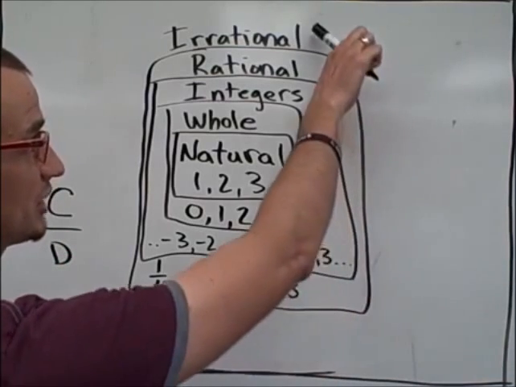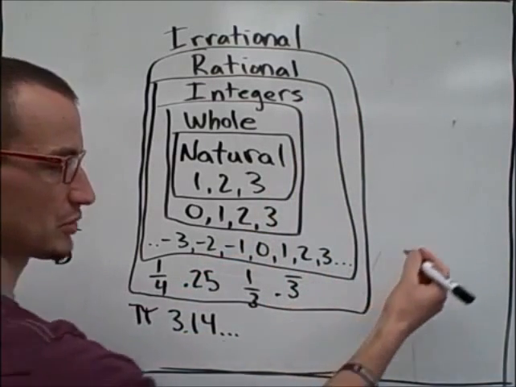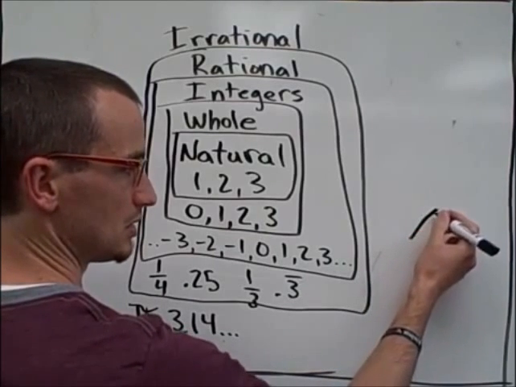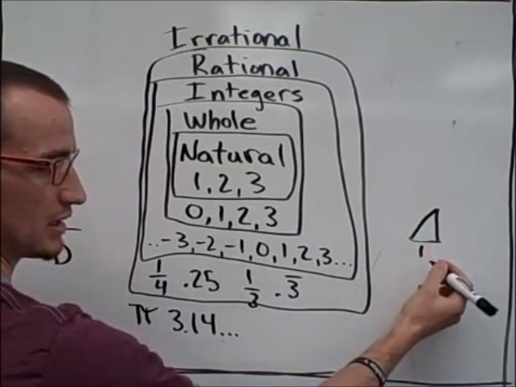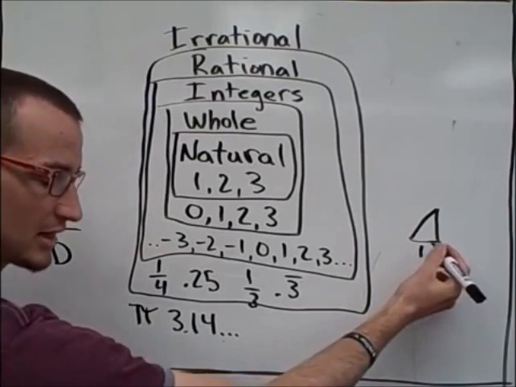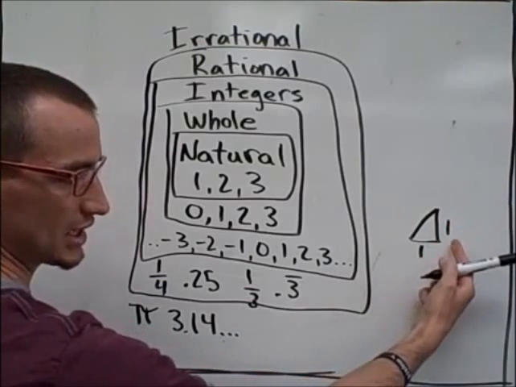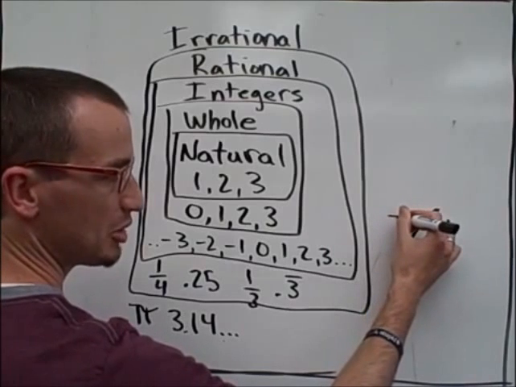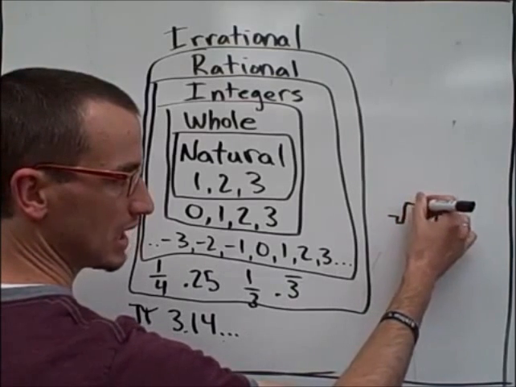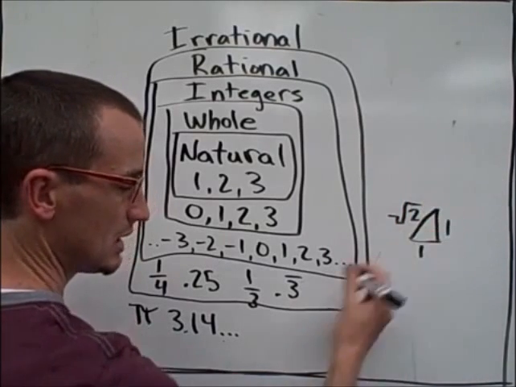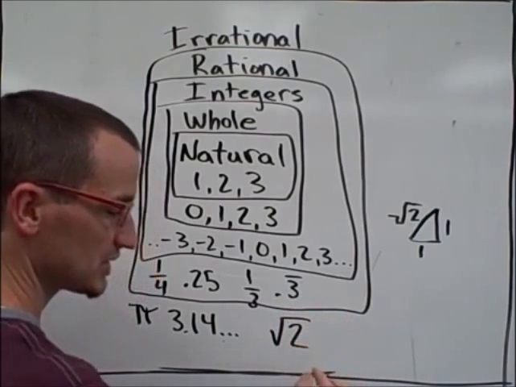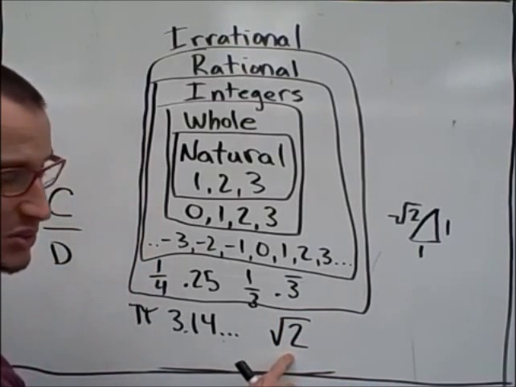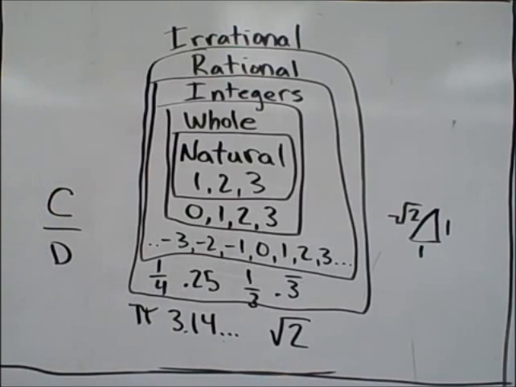Another example of an irrational number could be used when you're working with triangles. This triangle, for instance, has a side with a length of 1, another side with a length of 1. The hypotenuse will have the square root of 2. If you put this in your calculator, square root of 2, you will see that it's a decimal that does not repeat or terminate. This is a presentation about the real numbers.